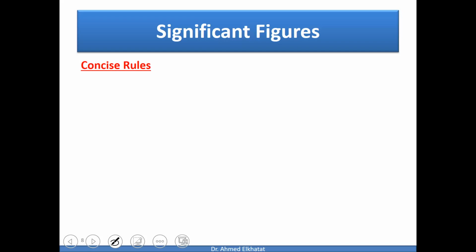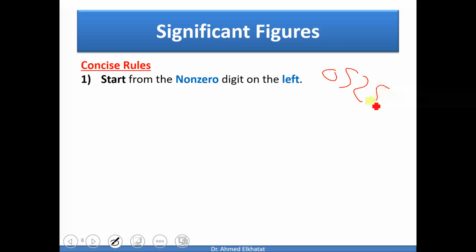So now let's take these concise rules: how to determine the significant figures for any number. First, you have to start from the first non-zero digit from the left. For example, we have 0, 5, 2, 5, 6, 0. Let's take this number. How many significant figures do I have? First start from non-zero, so we start from here. Okay, 1.